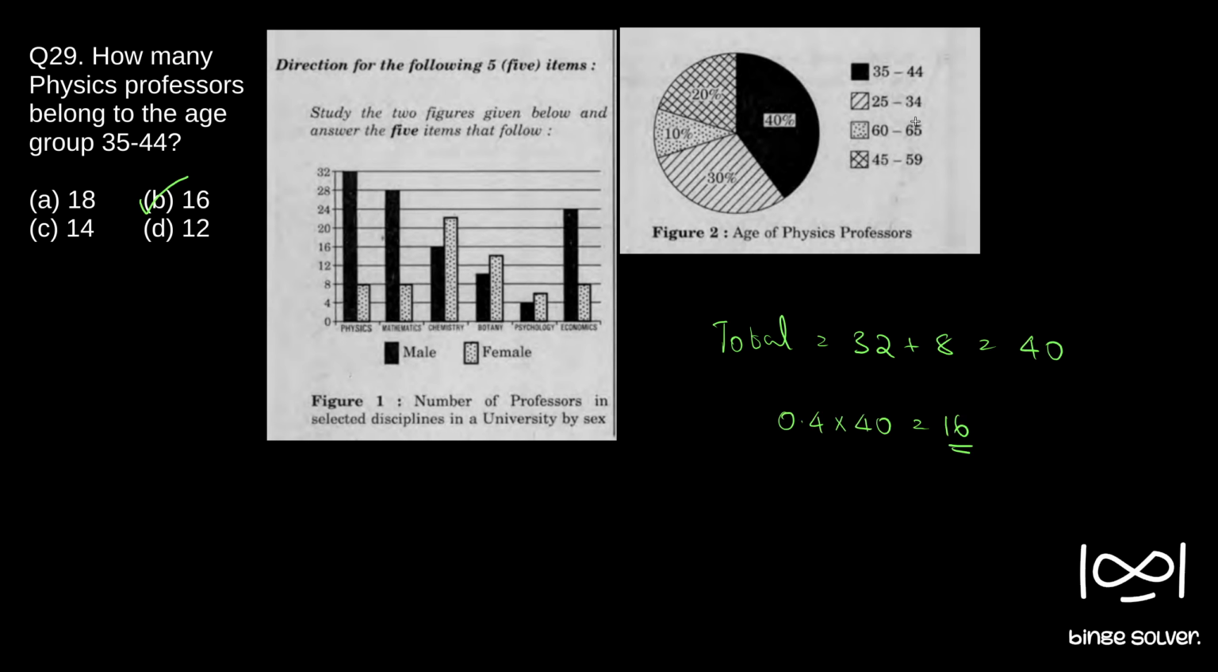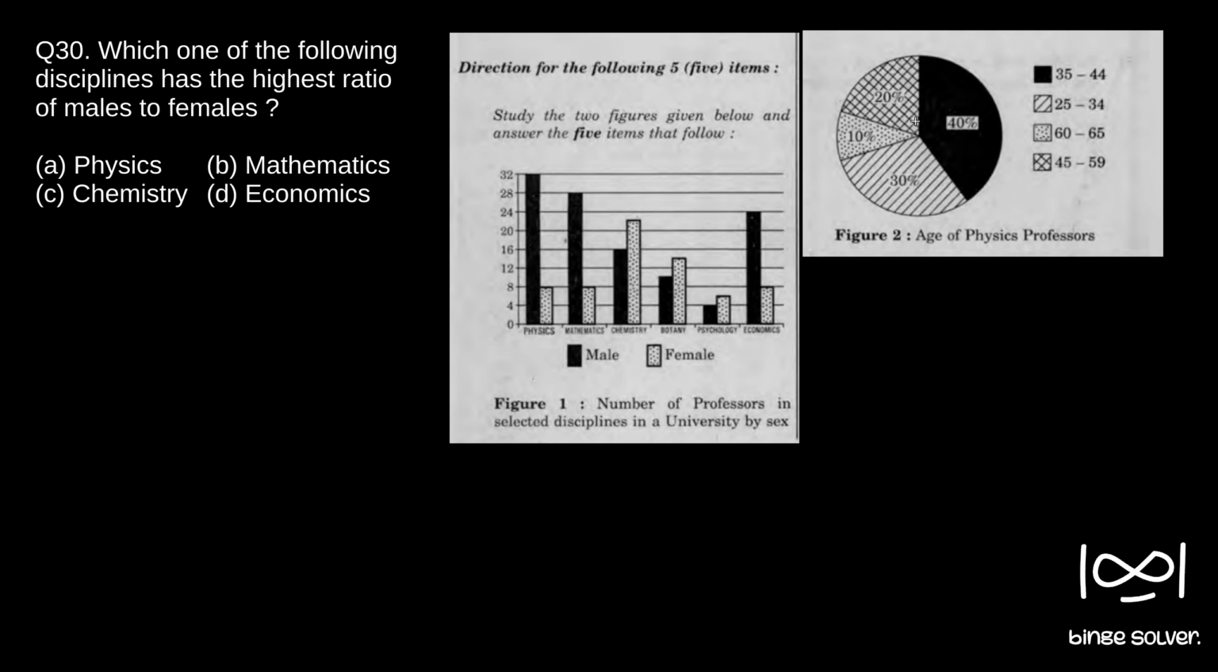So next question, which one of the following disciplines has the highest ratio of males to females? Since males to females is given by the bar chart, we just need to find the highest ratio of male to female. So male has to be high and female has to be low to have this ratio high. The highest male will be physics professors and female is very low also. There is no other graph that has such a ratio. So the highest male to smallest female will be physics. So our answer is physics.